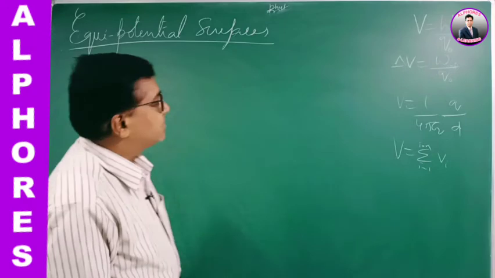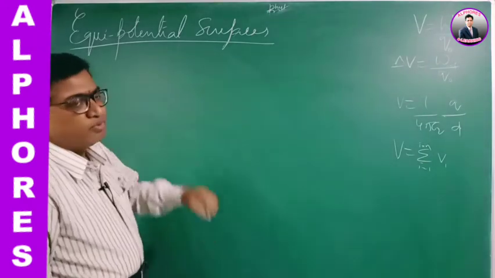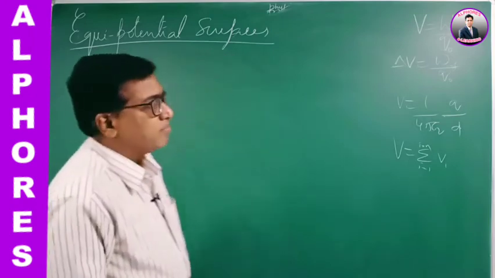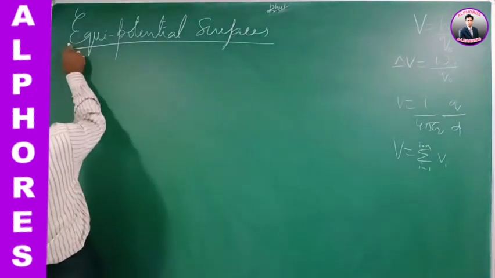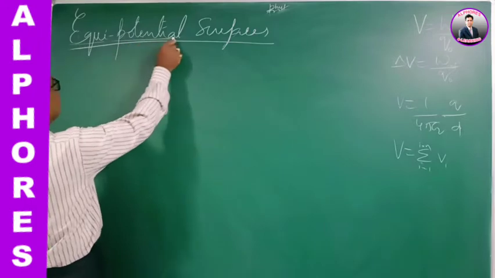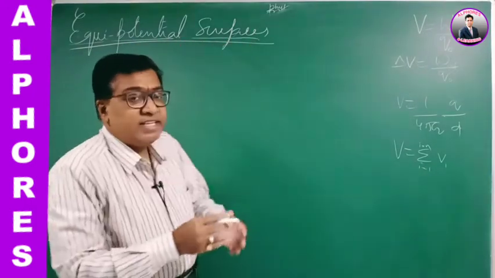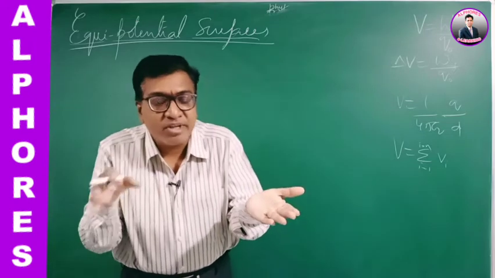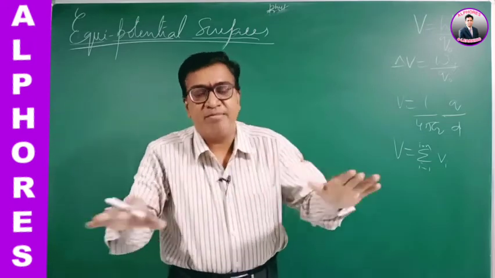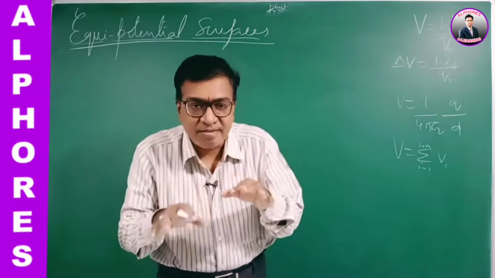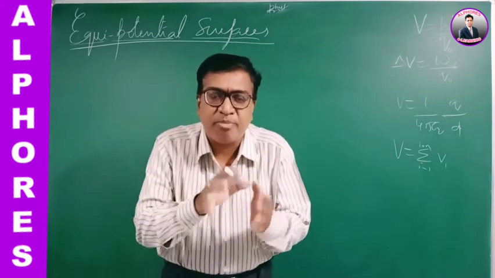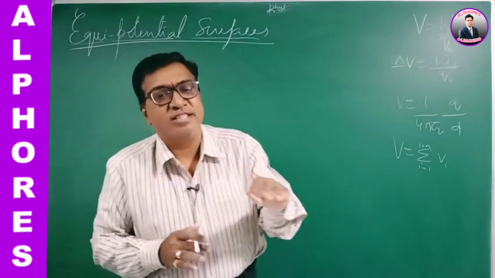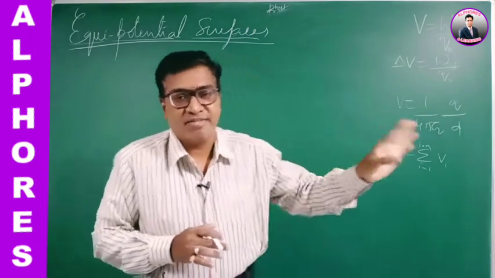Now let us understand equipotential surfaces. The term itself will suggest what it is. An equipotential surface is a surface where the potential at all the points due to the charge distribution is the same. That surface is termed an equipotential surface.